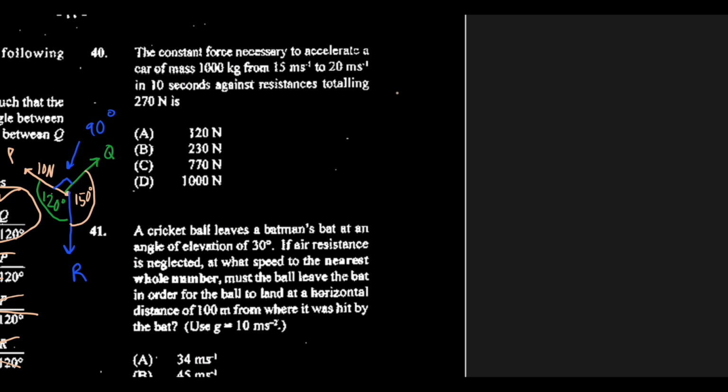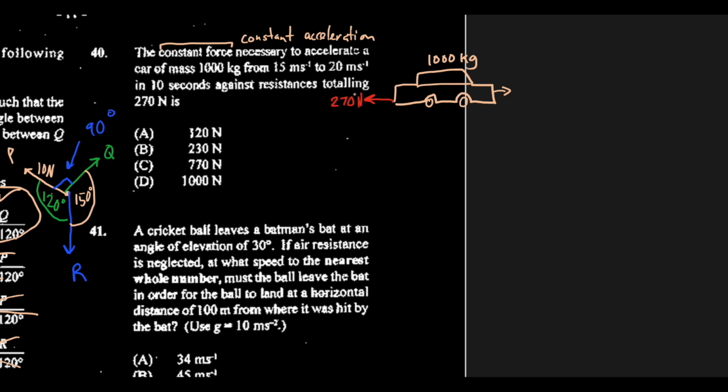Question 40. So we have a car of mass 1000 kilograms. Let's say this is our car and it has a mass of 1000 kilograms. It's traveling from 15 meters per second to 20 meters per second in 10 seconds, and it goes against a resistance of 270. Now we need to figure out what force is acting on this as a result of this move. So from 15 meters per second to 20 meters per second in 10 seconds, you need to figure out what that acceleration was. The fact that it says it has a constant force means that the constant force is due to constant acceleration. So what is the force that is being pulled here as a result of the acceleration we have here?